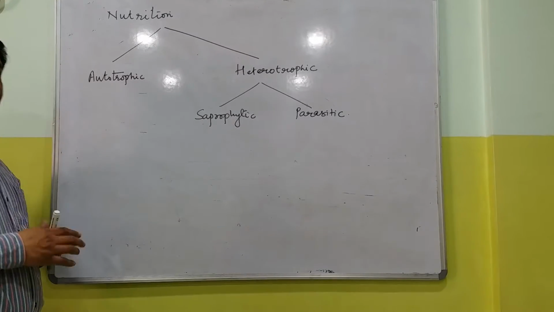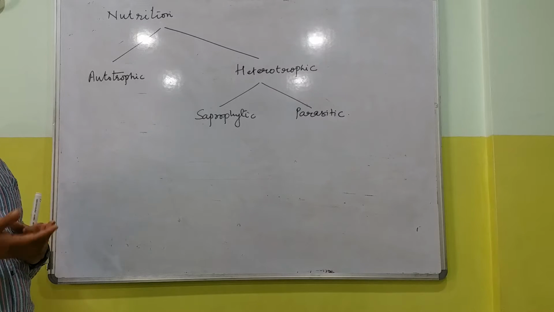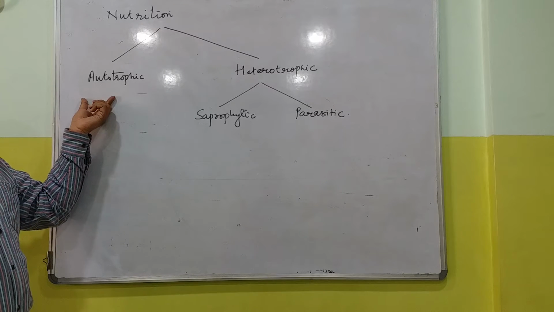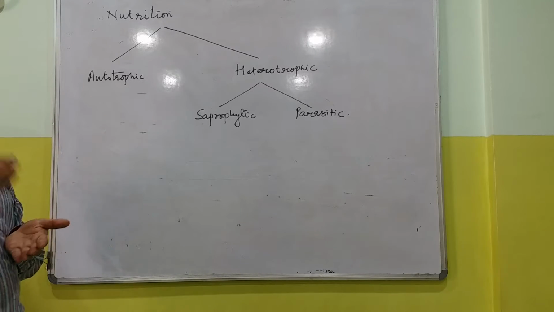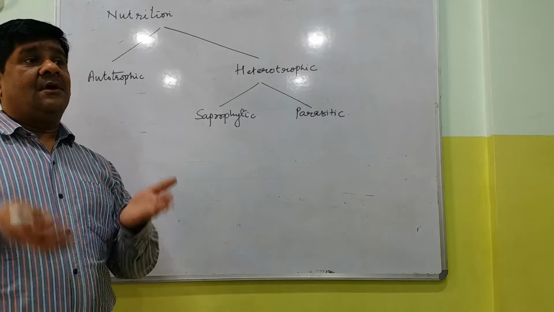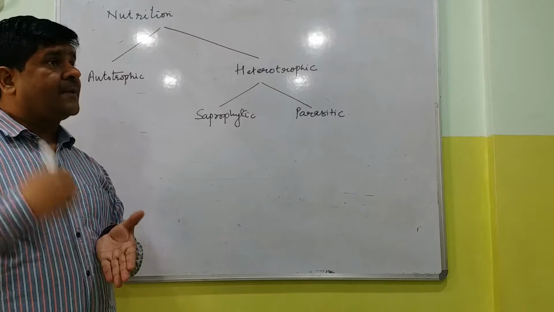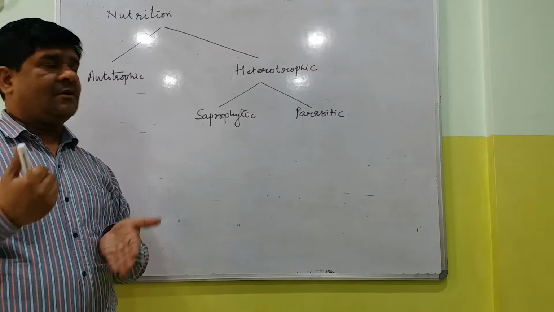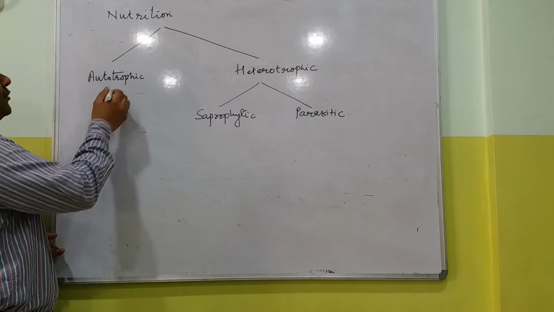Autotrophic nutrition, auto means self, is when an organism can make its food itself with the help of inorganic substances. Green plants, with the help of inorganic substances like carbon dioxide and water, in the presence of chlorophyll and sunlight obtained from the sun, can make their own food. Autotrophic nutrition is of two types.